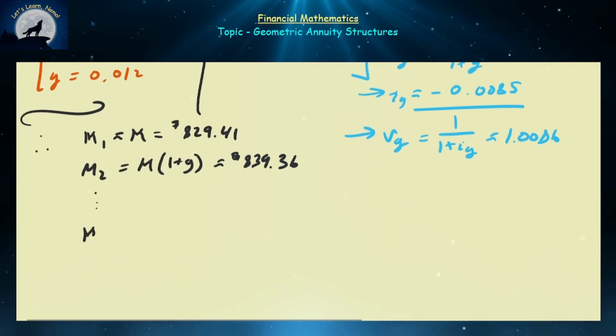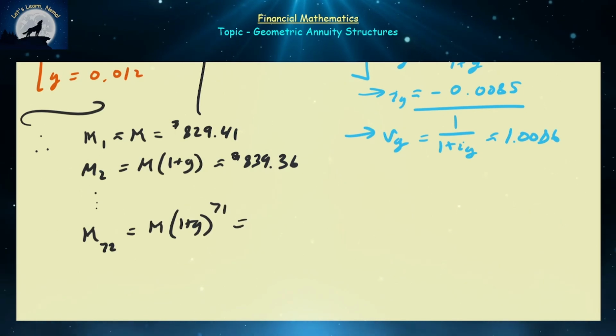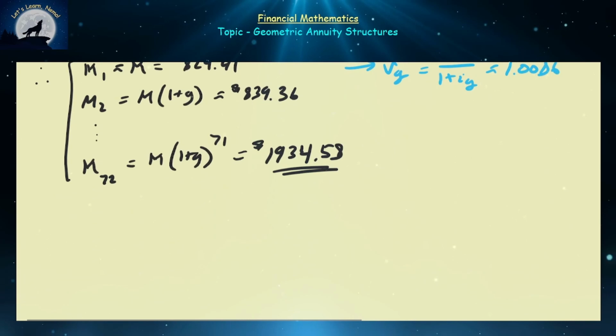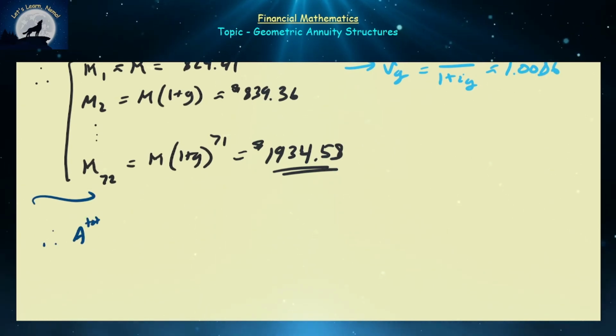And if we go all the way out to our last payment, which occurs at time t equal to 72, that's going to be equal to M times (1 plus g) to the power of 71. And that's going to be approximately equal to $1,934.58. Right? So that's how you can calculate our particular monthly payments. And most importantly, how do you calculate the amount that you paid total to the bank?